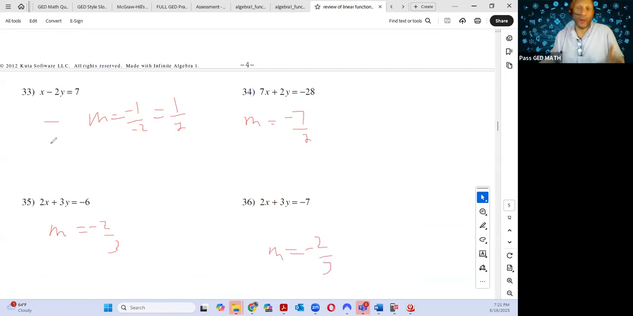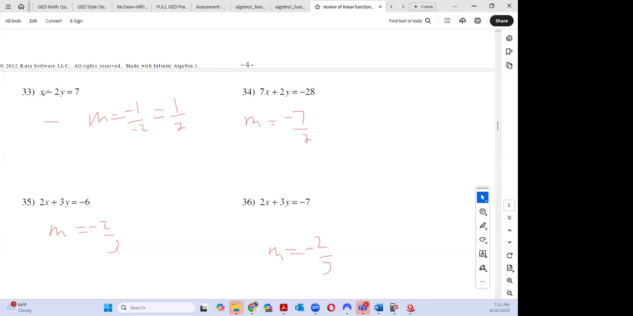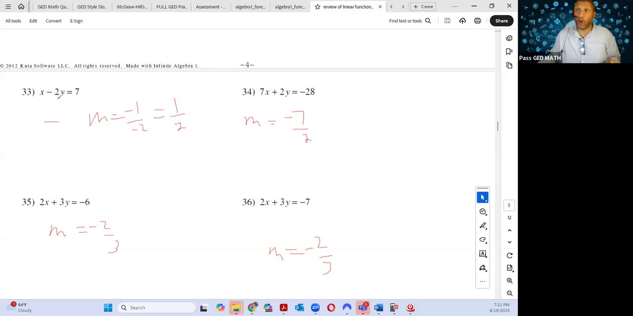That's how fast you should be able to do them, because you should be thinking, oh, this is standard form. Opposite of A over B. A is 1. Opposite of 1 is -1 over -2. Two negatives make a positive, 1/2. 34, standard form. Opposite of A, -7 over B, 2, -7/2. So now I didn't write down standard form ax plus by equals c, a, b, c. I didn't write all that. But what you're doing is you're writing all that until you can do it that fast.